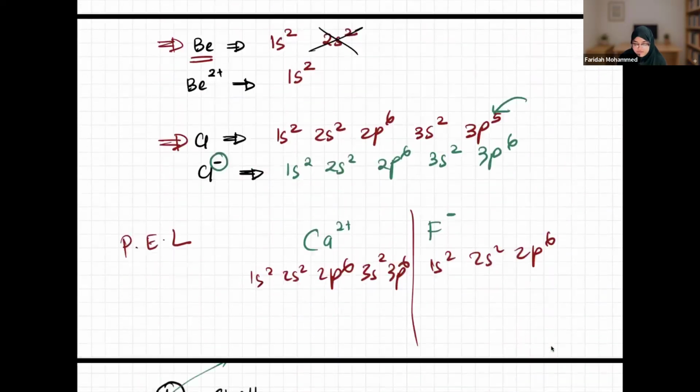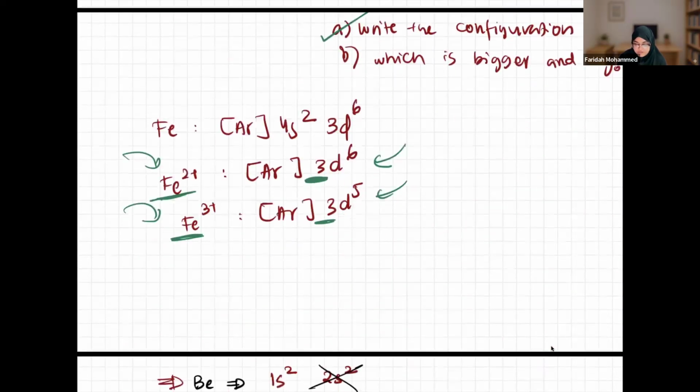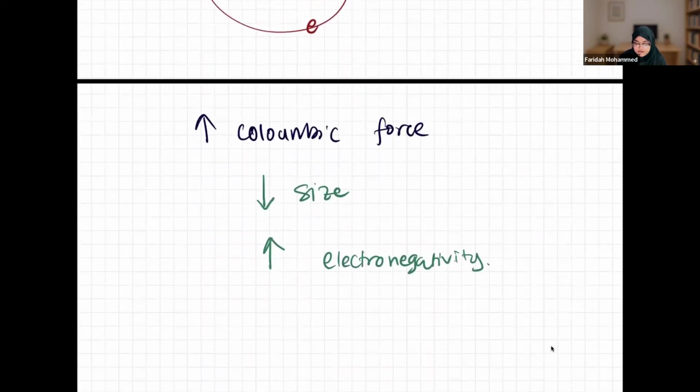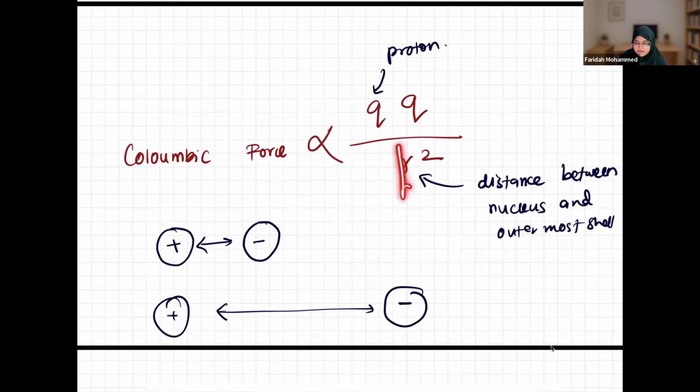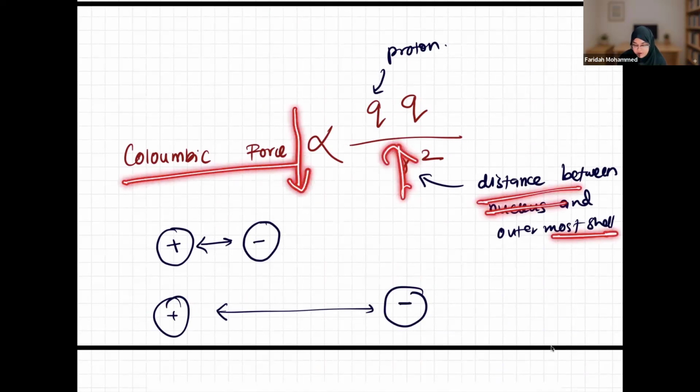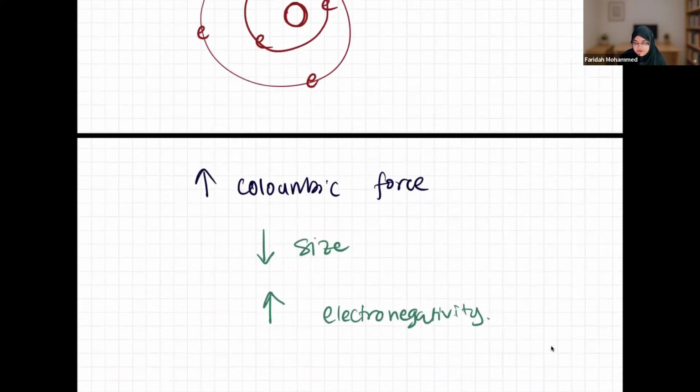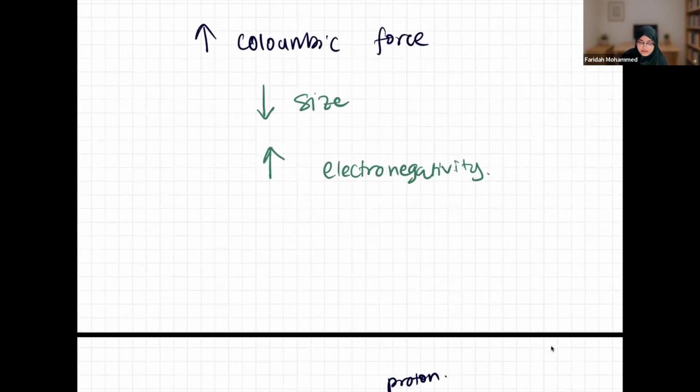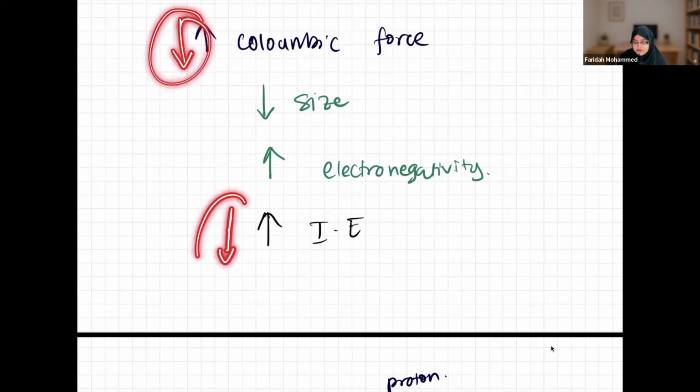Because calcium has a higher number of shells, now you go to the Coulombic attraction. The distance between the nucleus and the outermost shell is greater in calcium. That means the Coulombic force is lower, and because the Coulombic force is lower, the ionization energy will go lower. Lower Coulombic force, lower ionization energy.